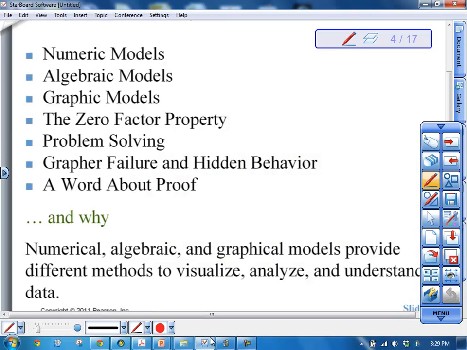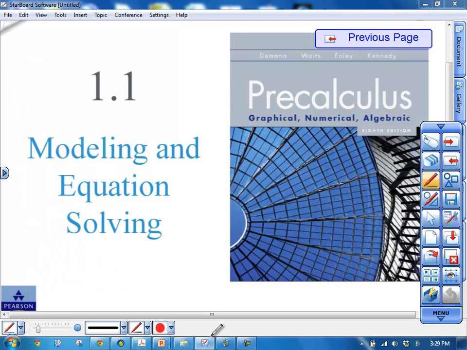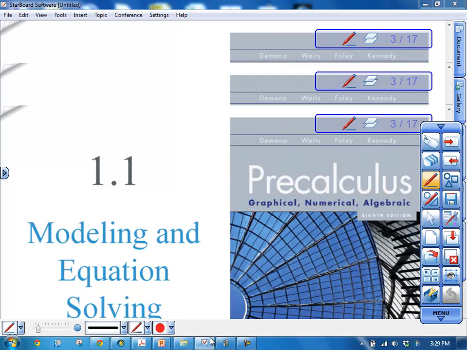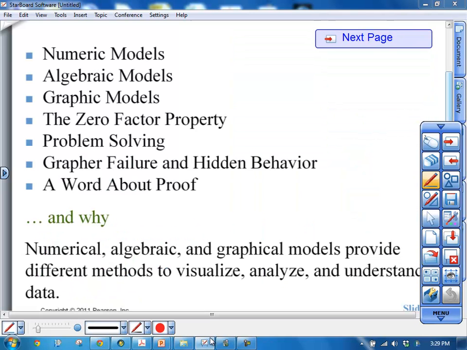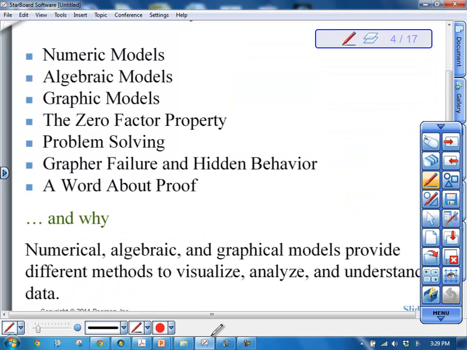Okay, so we are starting the first section of Chapter 1. We're going to model and do some equation solving, which is all stuff you've done before. So there's nothing new in this section that you haven't learned before. Hopefully we can get some more review on solving equations. So I've got some homework, that's some random problems of solving equations.